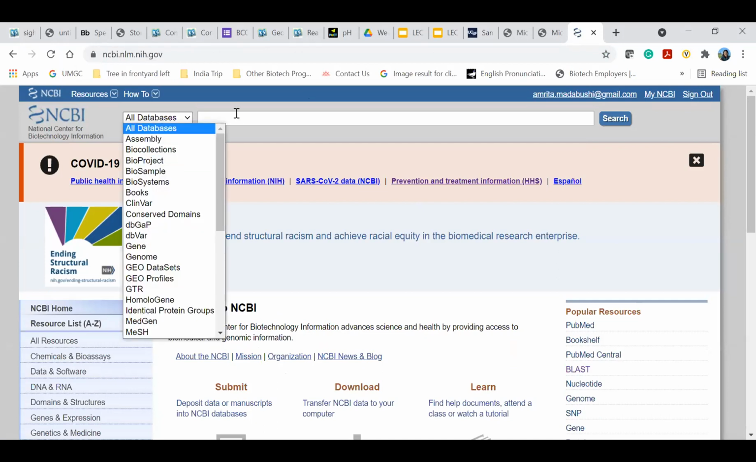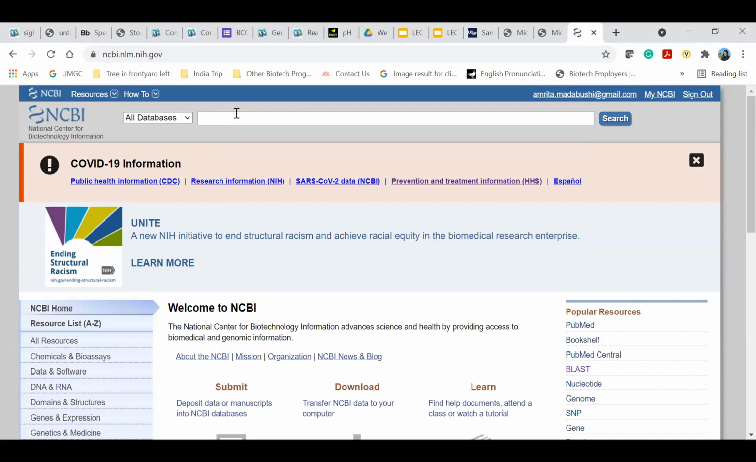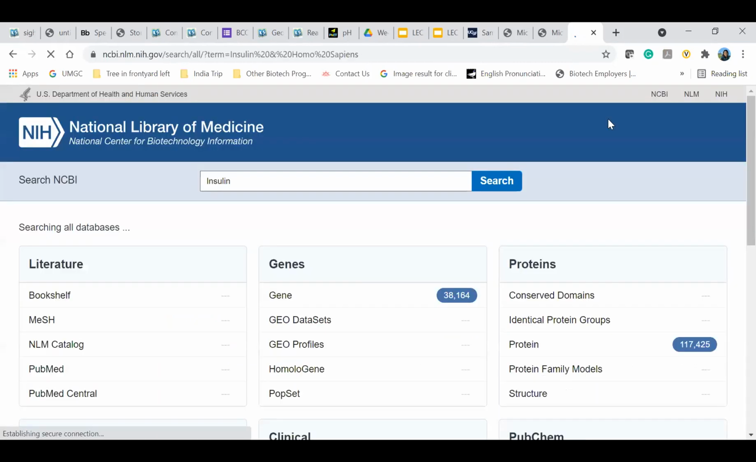So for example, let us think about any gene. I know everyone knows insulin. I hope you can see my screen. If you can't, let me know. I'm going to say insulin, and I'm going to mark it by saying Homo sapiens, just looking at human insulin. It will still come up with a lot of searches.